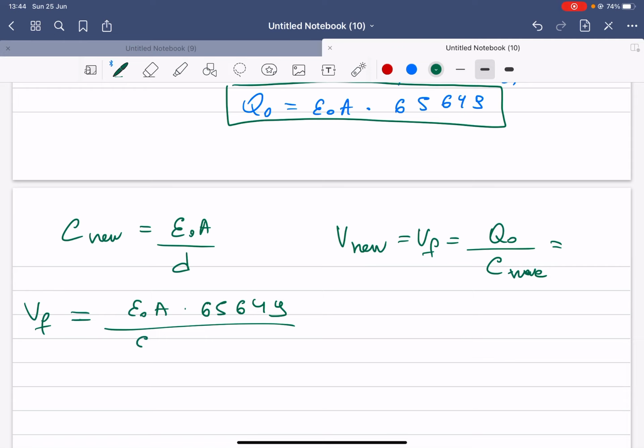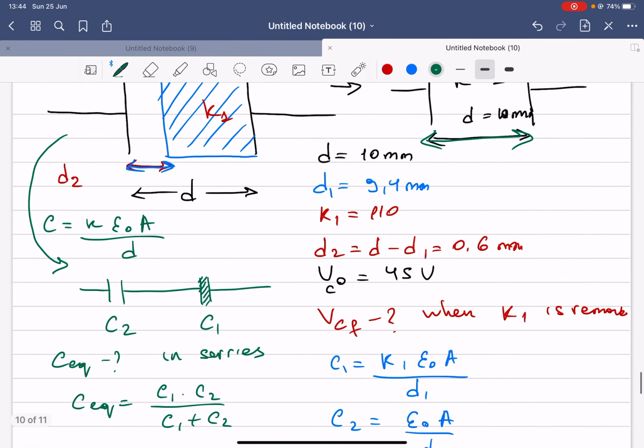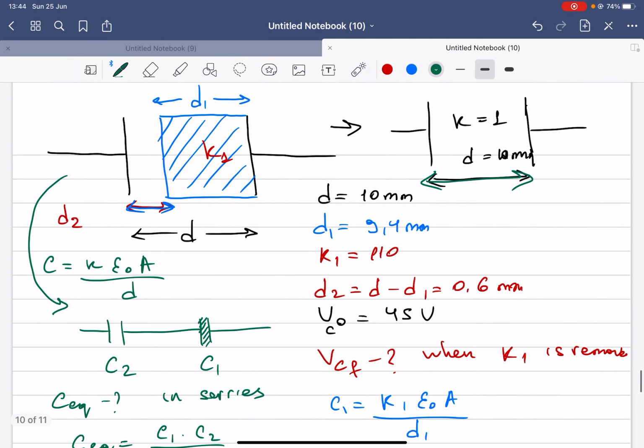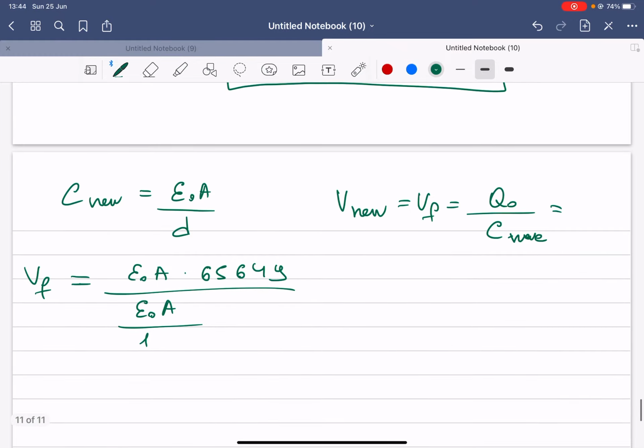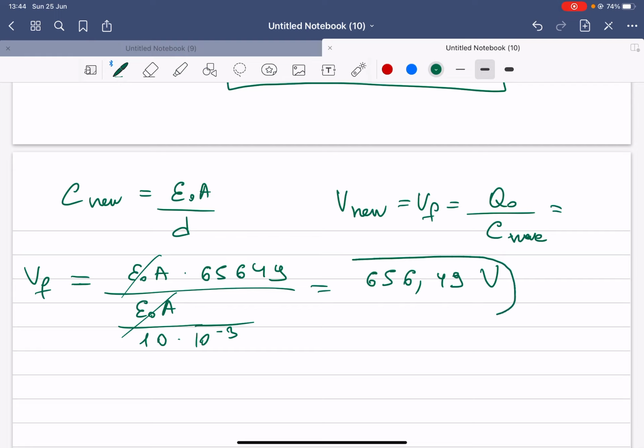C new is equal to epsilon naught area divided by D. D is 10 millimeters, correct? Let me look at it. Yes, D is 10 millimeters, which is 10 times 10 to the power of minus 3 in terms of meters. So this will cancel out. So the final answer will be 6.49 volts. This is your final answer.